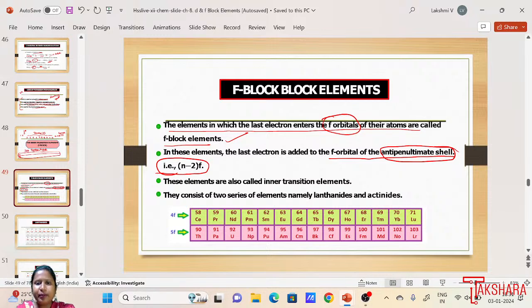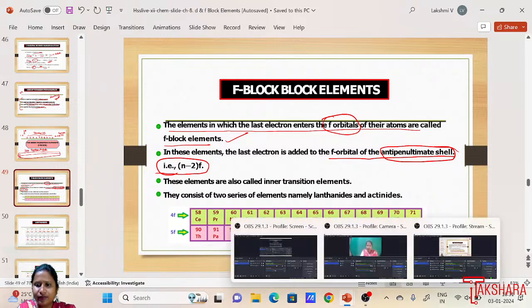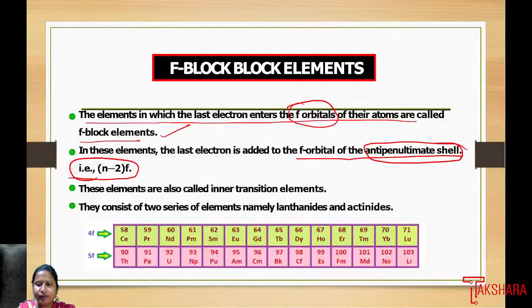Yes, so the anti-penultimate shell: in these elements the last electron is added to the f orbital of the anti-penultimate shell, that is n minus 2 f. That means the electron is filled into the f orbital of the n minus 2 shell. Then these elements are also called inner transition elements, because of the filling of electrons in the n minus 2 f orbital, the anti-penultimate shell.